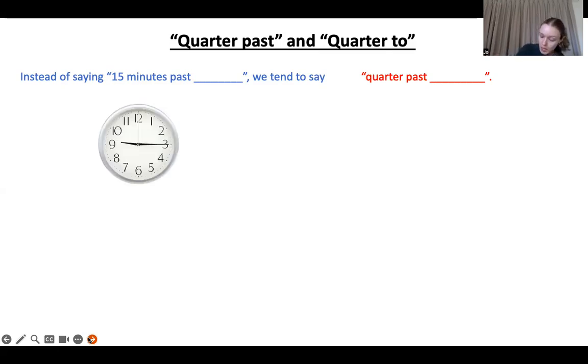On this clock, I can see that my minute hand is on the past side, so it's going to read past. My hour is 9, so it is 15 minutes past 9. But instead of saying 15 past, I would actually say quarter past 9. Why do we do this?